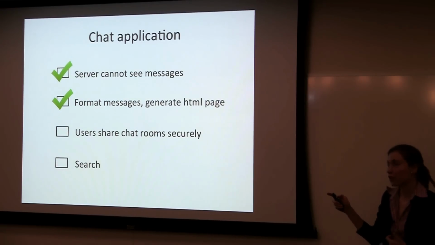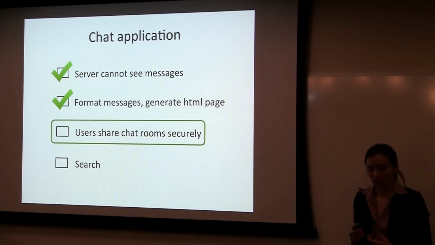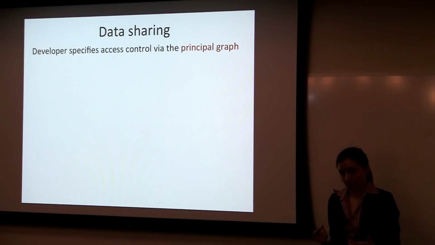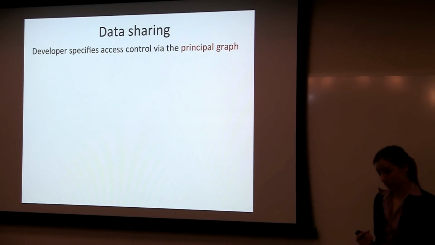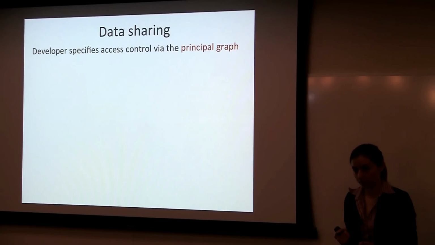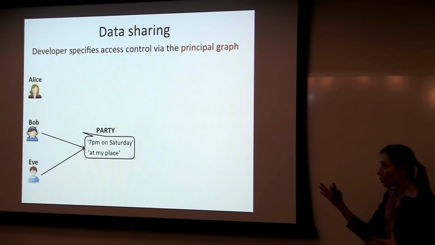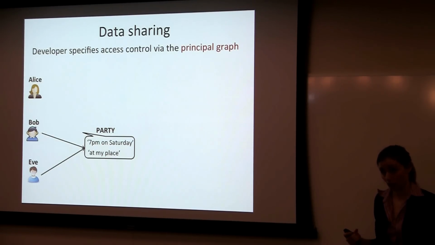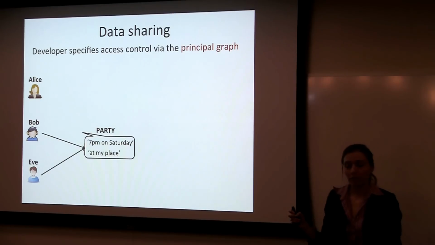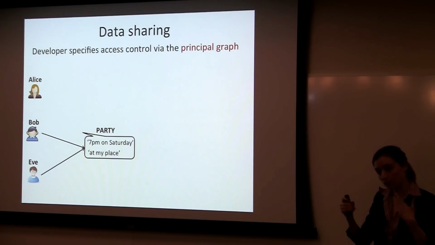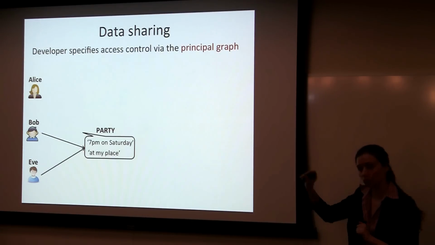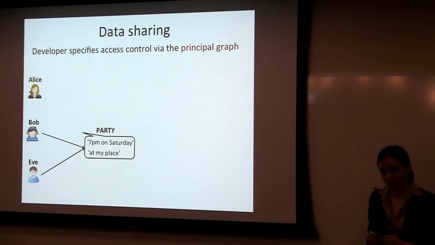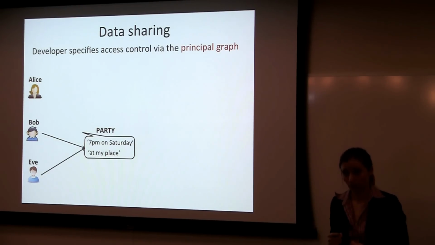So now let's see how users can share the chat room securely. Mylar needs to know what the policy for data sharing is, and the developer can specify it through something we call a principal graph. This graph has nodes that are units of access control. For example, users can be nodes. In our case, the chat is also a node. An edge in this graph means that a principal has access to another principal. So each node is a principal. For example, Bob's principal has access to the principal of the chat party, and Eve's principal has access to the principal of the chat party.